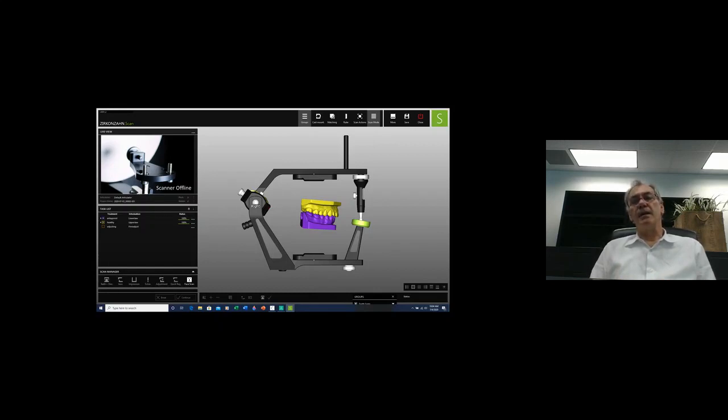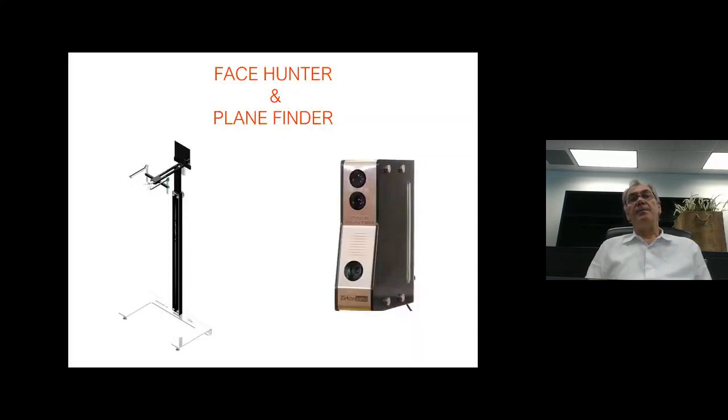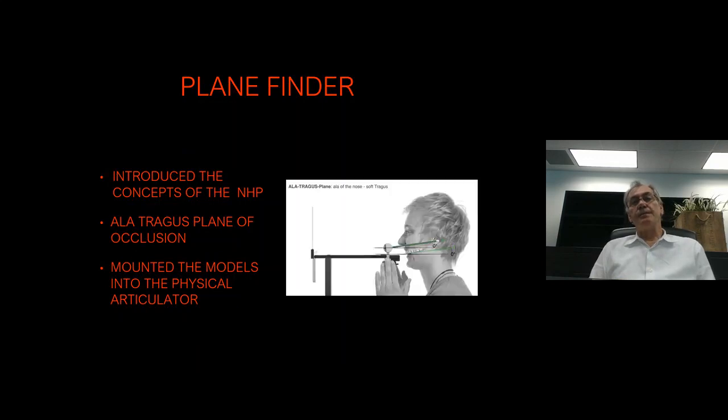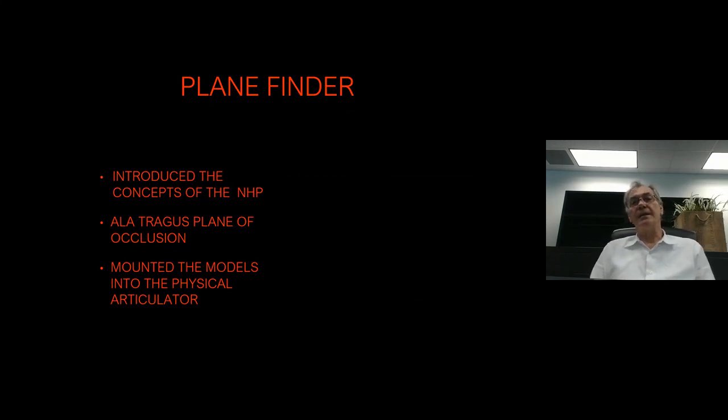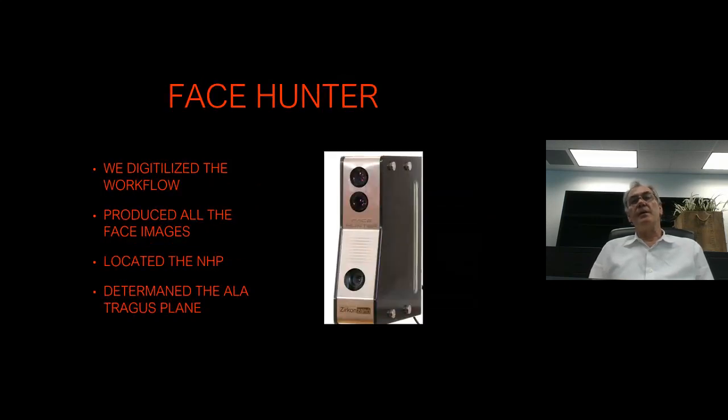In the second part, we added the face hunter and the plane finder, and we introduced the concept of the natural head position. We located the ala tragus plane of occlusion, and we mounted the models in the physical articulator according to the philosophy of the plane system.